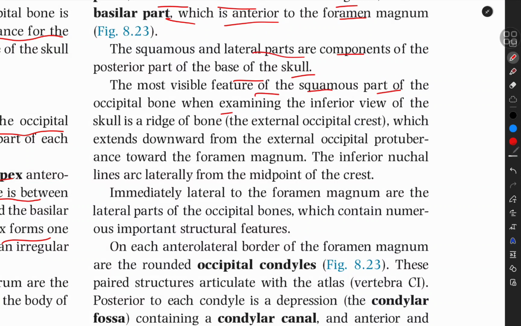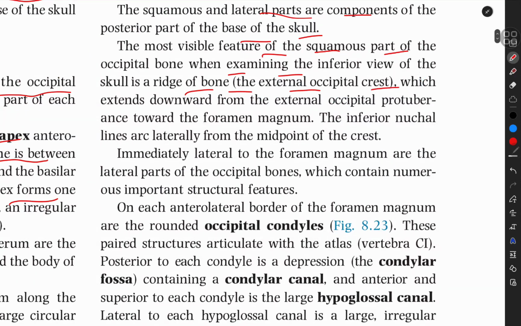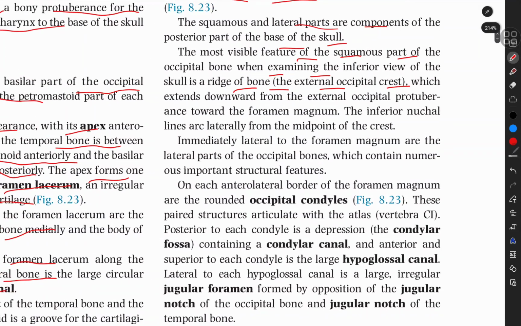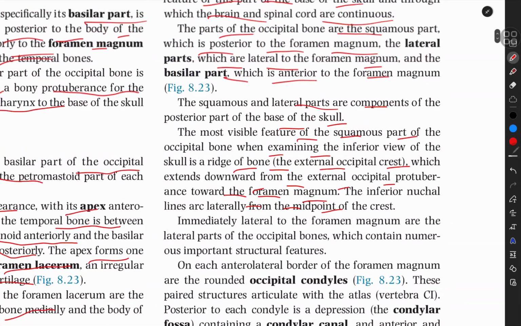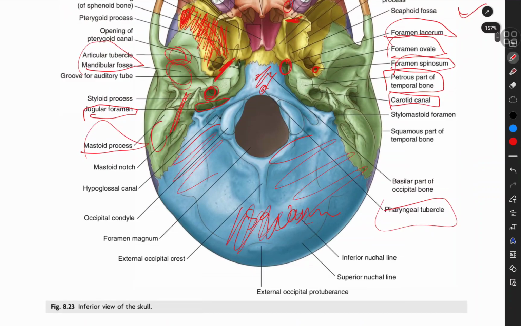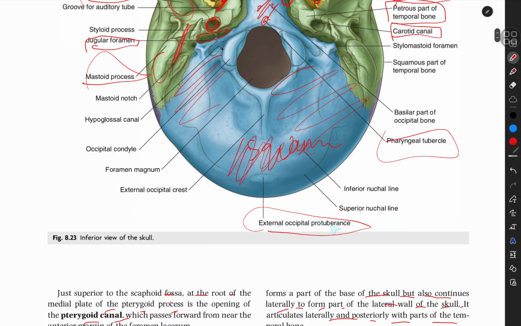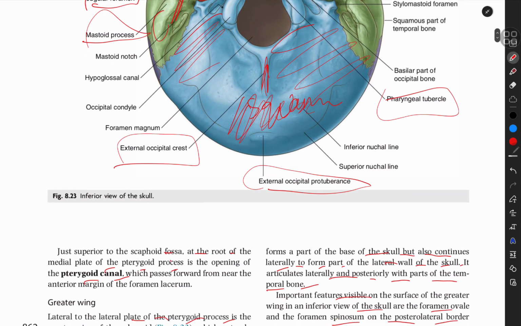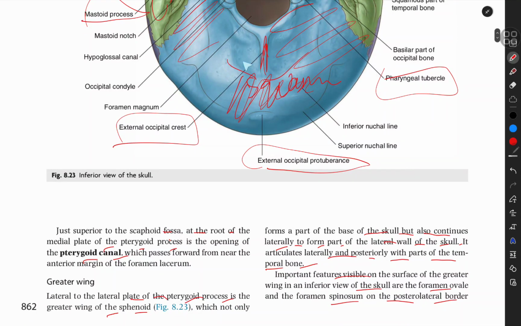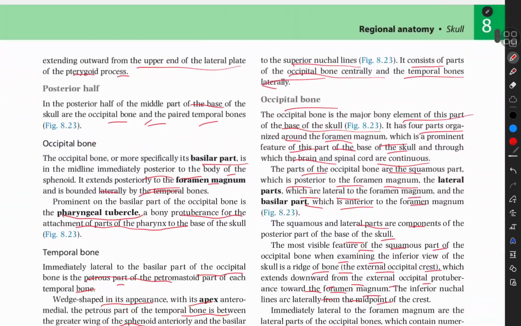The most visible feature of the squamous part of the occipital bone when examining the inferior view of the skull is the ridge of bone, the external occipital crest, which extends down from the external occipital protuberance toward the foramen magnum. The inferior nuchal lines arc laterally from the midpoint of the crest. So this is the external occipital protuberance, this is the external occipital crest. Inferior nuchal line, superior nuchal line.